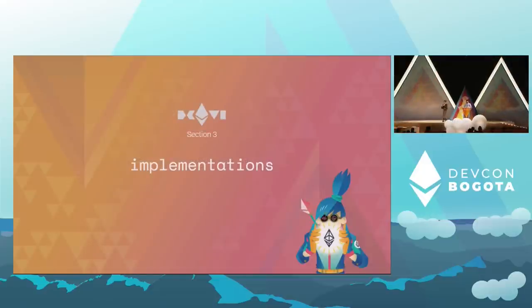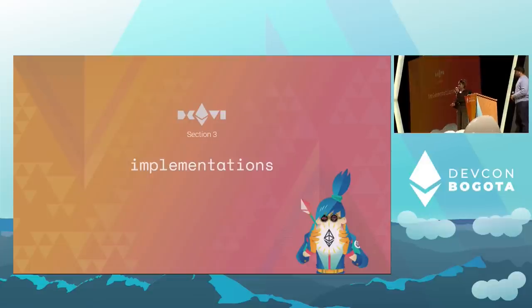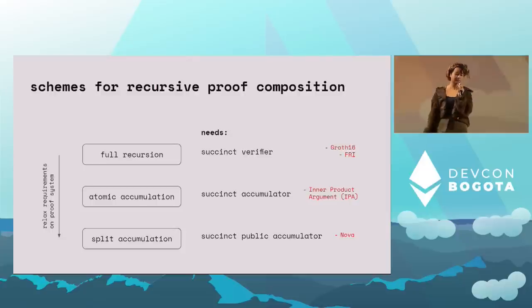So now that we have some intuition for the high-level properties of recursive proofs, and now that we've seen some classes of applications that are enabled by them, you might be feeling that recursive proofs are kind of unreasonable. We get unlimited compression and composability. So I guess the natural question now is, how do we implement and construct these systems? So right now, there's broadly three classes of recursive proofs in production.